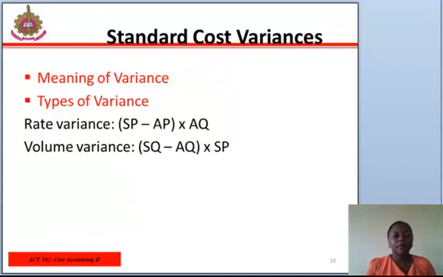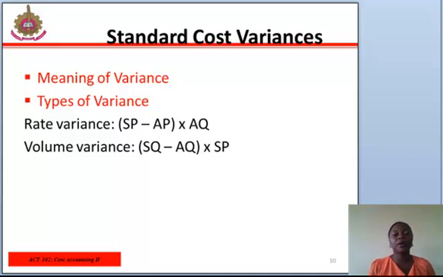Standard cost variances. Meaning of variance. A variance is the difference between the actual cost incurred and the standard cost against which it is measured. A variance can also be used to measure the difference between actual and expected sales. Thus, variance analysis can be used to review the performance of both revenue and expenses.